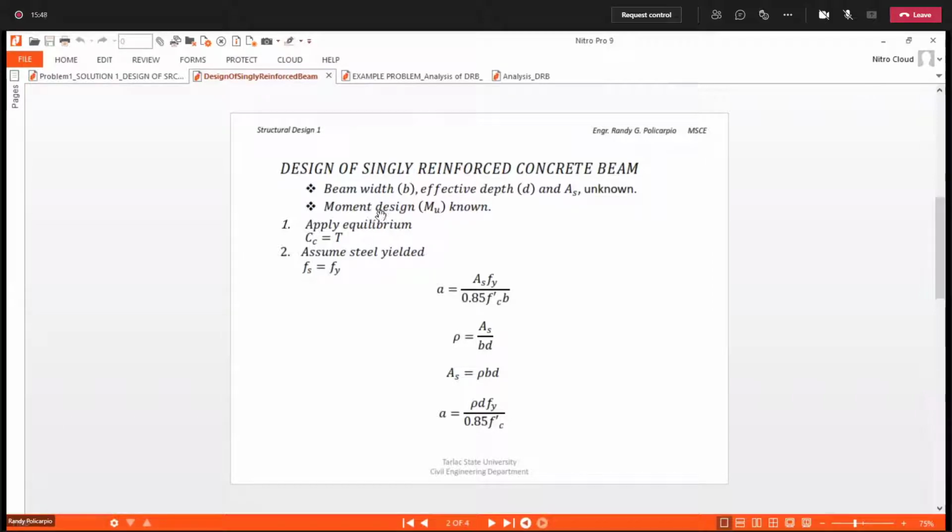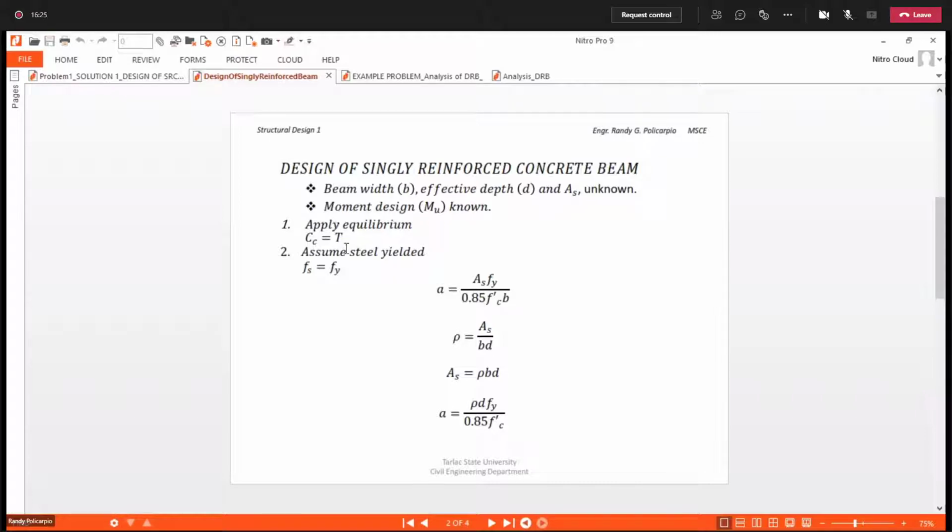Okay, so let us look at the given and unknown when you design a singly reinforced beam. So number one, ang given is the load. When you're dealing with a given problem and you are required to design it, it depends, kung ang given ay load, so you're going to solve for the moment.